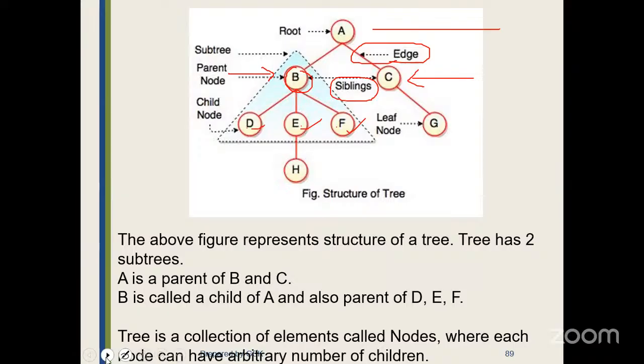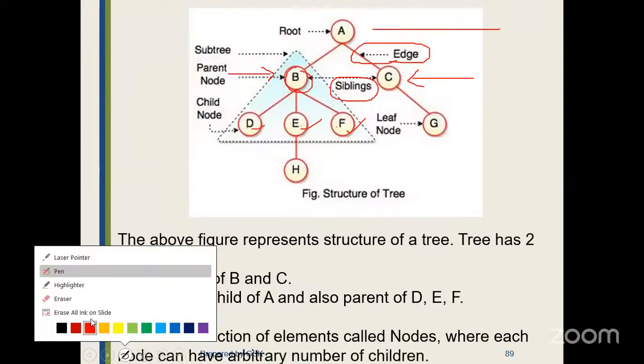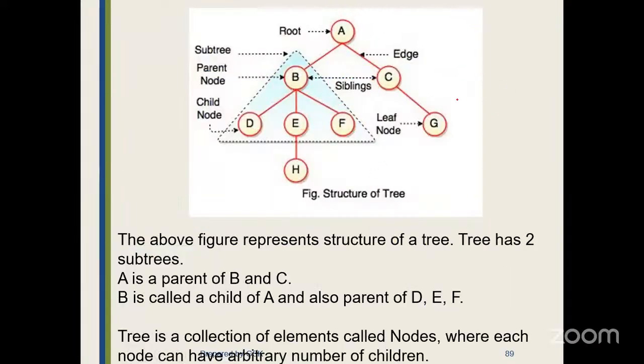And the nodes that don't have child nodes. A node that doesn't have any child node is called a leaf node. So in this tree, G is a leaf node, H is a leaf node, F is a leaf node, and D is also a leaf node, because those nodes don't have any child nodes. That's why those nodes are called leaf nodes.